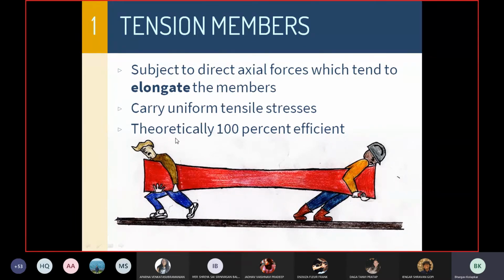Now, why do I say theoretically? Because we have to connect them to some other members. The most common way of connecting is bolting. So when you put holes in them, obviously there's going to be some difference. If we put in holes, something is going to change. The cross section is going to be reduced and therefore it is not going to be 100% efficient practically. But tension members are closest to very efficient members.